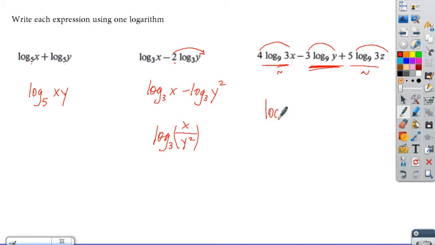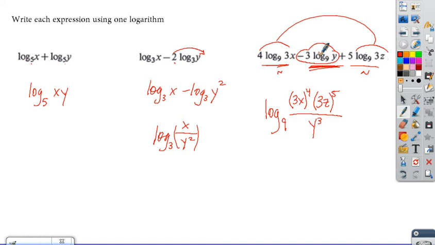I'm going to do this all in one shot. See what you think. Log base 9 of 3x to the 4th and 3z to the 5th divided by y cubed. So that's all one shot. These two are the numerator, this minus puts these in the denominator, and I put each of the multipliers in the exponent.